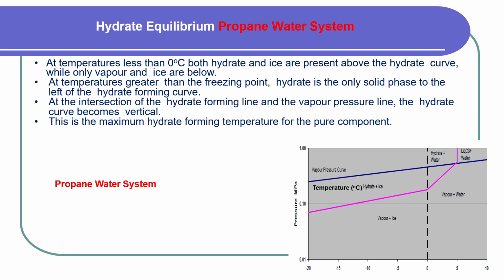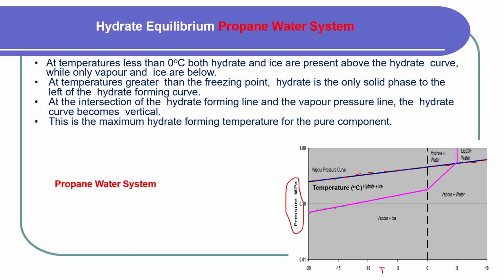Now let's have a look at this hydrate equilibrium formation curve for the propane and water system. What you can see here, the x-axis is the temperature and the y-axis is the pressure. And you can see here we have two lines. The first line, which is the blue line, is what we call the vapor pressure curve. So this is the vapor pressure curve, and this is the hydrate formation curve that I'm going to draw now in, let's say, green.